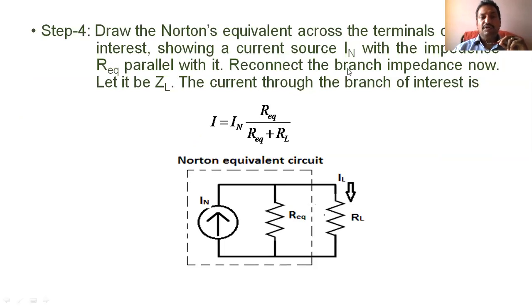Then we want to calculate the load current by applying the CD rule, current division rule. So here I want to calculate the current flowing through this. Total current multiplied by opposite resistance by total resistance: IL is equal to IN into R equivalent by R equivalent plus RL. R equivalent is also called the Norton's resistance.